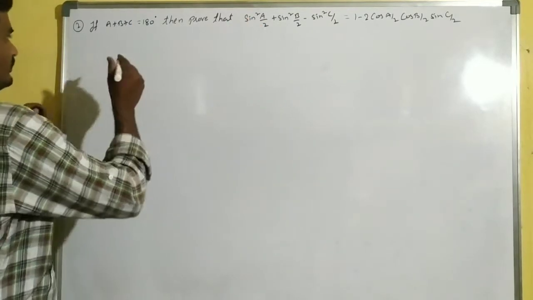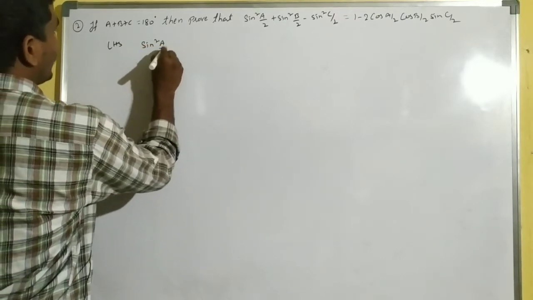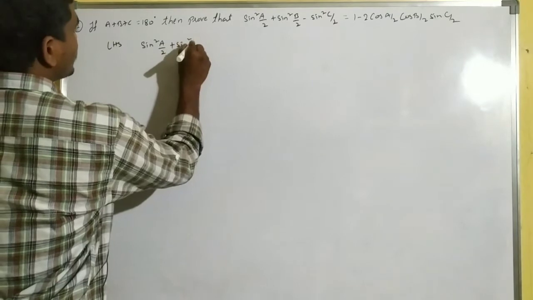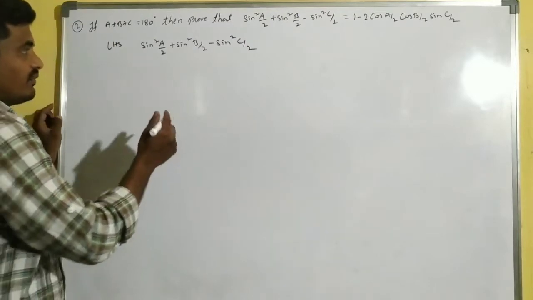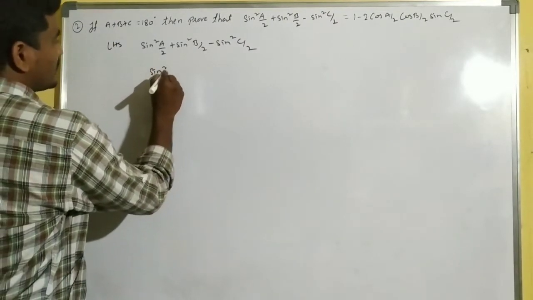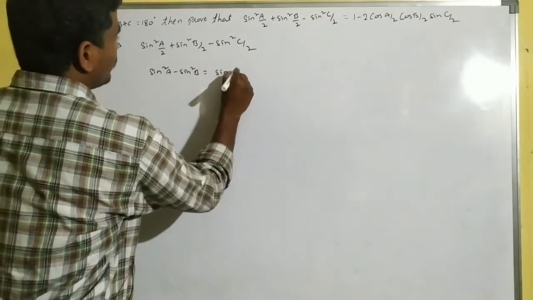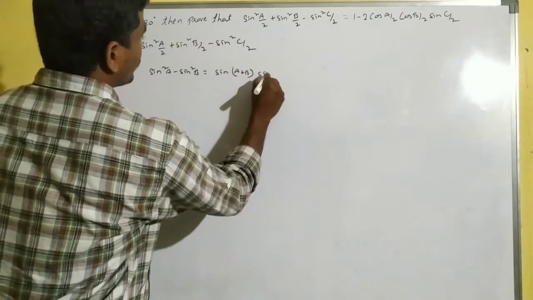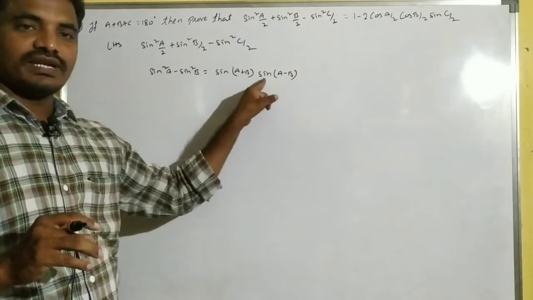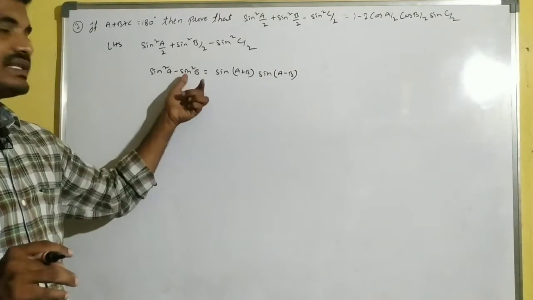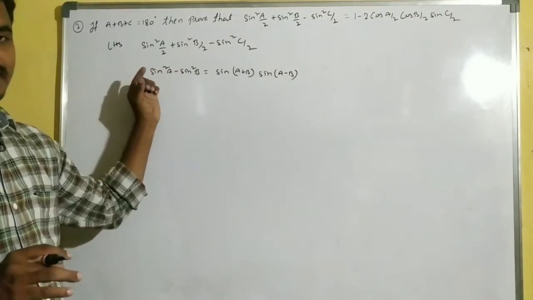LHS I am taking here. What is LHS here? Sin square a by 2 plus sin square b by 2 minus sin square c by 2. Here we can write one formula: sin square a minus sin square b equals sin (a plus b) into sin (a minus b). Sin (a plus b) into sin (a minus b), that we can write for sin square a minus sin square b. Or else we have another formula, that is cos square b minus cos square a.